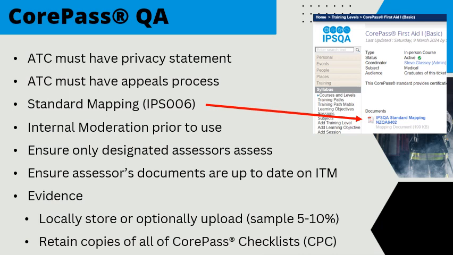To avoid dual compliance, this evidence does not need to be uploaded to ITM as we want to make compliance robust but easier to administer. Finally, in addition to any other evidence retained for quality assurance, copies of all completed CorePass checklists or CPCs must be retained and made available if requested. Locally retained evidence must be held for at least 12 months.